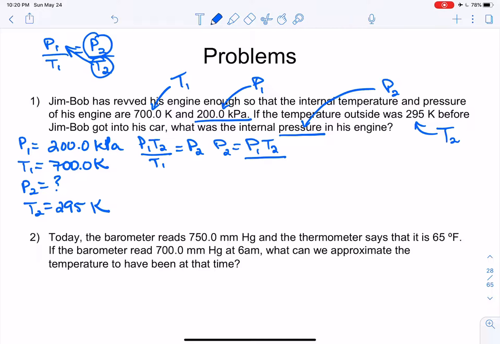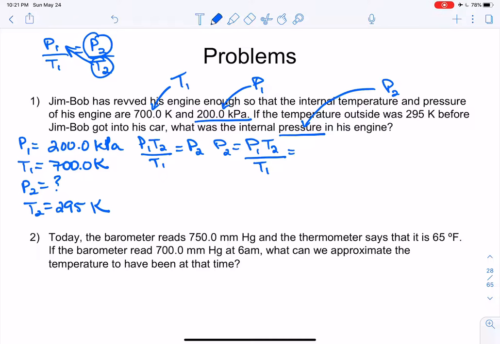And right there, your brain's going to want to do P1 T1. It's going to want to keep those together, but you're going to want to make sure that you keep your 1 and your 2 where they're supposed to go, because that's a common student mistake. Let me erase that over there in case I need the space. And then we're just going to plug and chug.